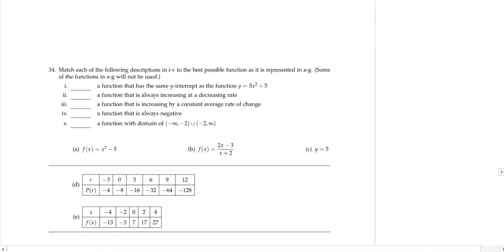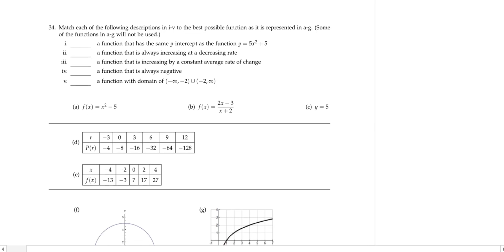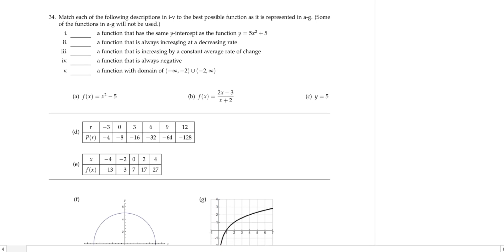All right. Match each function to the following description. So you're given these functions and you need to decide which one has these properties. So a function that has the same y-intercept as this. Well, what is the y-intercept of this? The y-intercept equals 5 times 0 squared plus 5, which is 5. So you're looking at these functions and you need to see which ones have a y-intercept of 5.